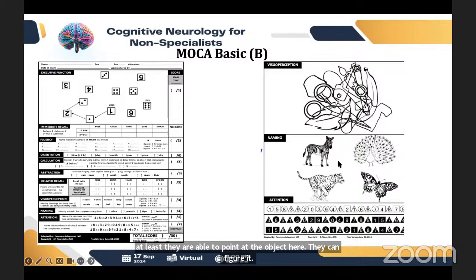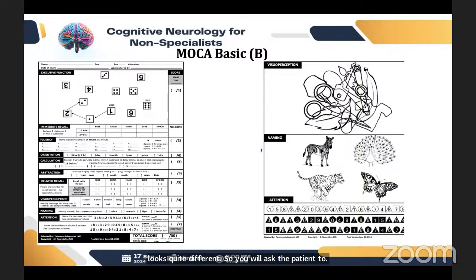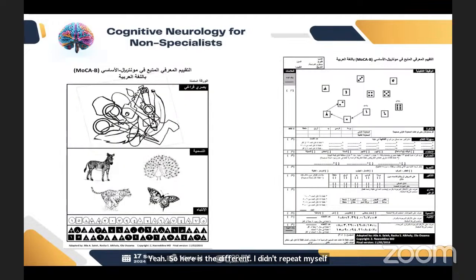And for the attention, it looks quite different. You will ask the patient to say certain numbers according to the given instruction. So here is the difference. I won't repeat myself for the orientation. It's almost the same. And here is the Arabic version.